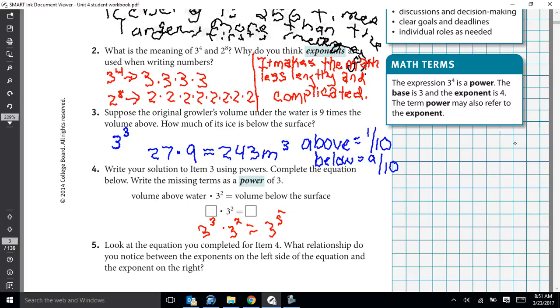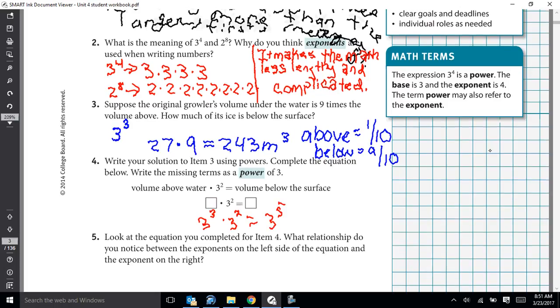So how much of the ice is below the surface? Well, if we know that there's 27 cubic meters above, there's 9 times that below. So there's a total of 243 meters cubed. They have the nice fraction here to represent it. So questions on that one?